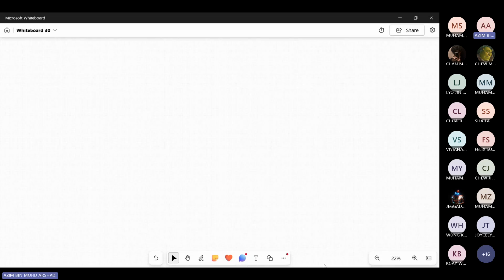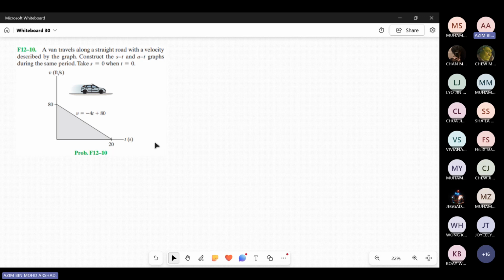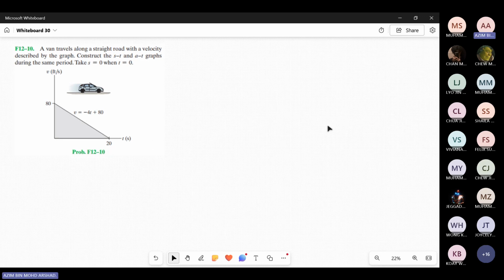And let's try this one. A van travels along a straight road with a velocity. Again, let's highlight important parts of the question. It's traveling along a straight road, so this is an indicator that this is a rectilinear motion problem, with the velocity described by the graph, v equals negative 4t plus 80. Construct the st graph.